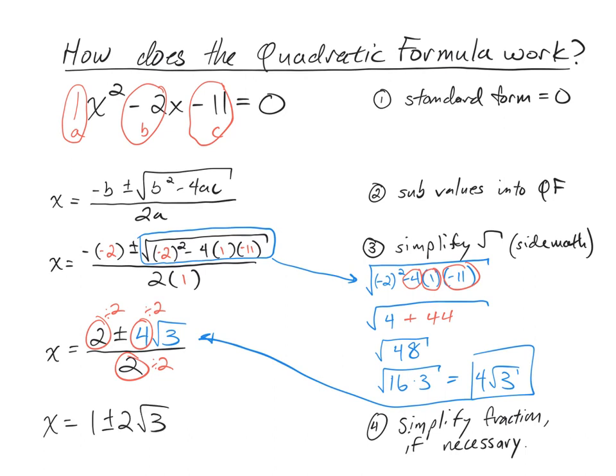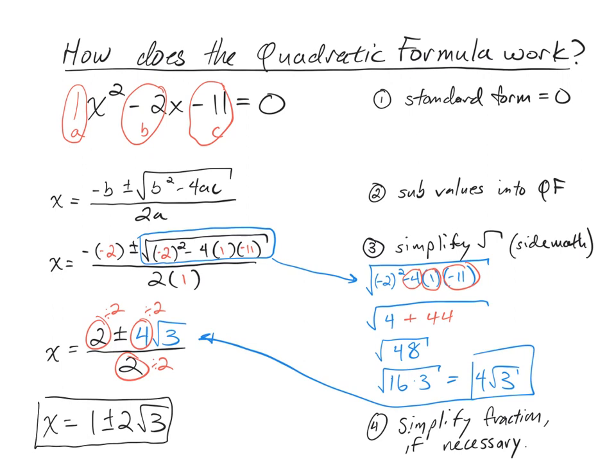And in the denominator here, something a little bit weird happens. The 2, when we divide it by 2, will give us a 1. So essentially, we're dividing this entire top half now by 1, which really doesn't do anything for us. We don't need to write that. So this will be our final answer. X equals 1 plus or minus 2 square root of 3.